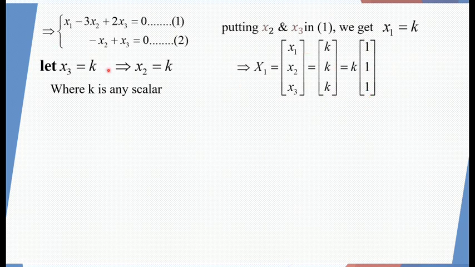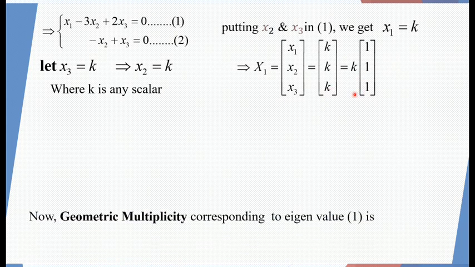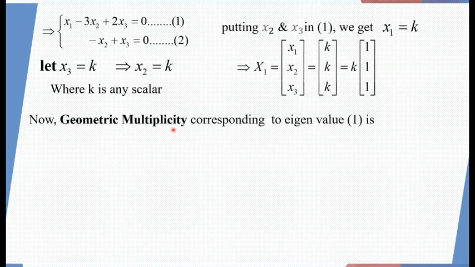So here all the roots are repeated, and this X1 depends on a single scalar k. So all the remaining two eigenvectors are similar to X1. So from here, the geometric multiplicity corresponding to eigenvalue 1 is 1.